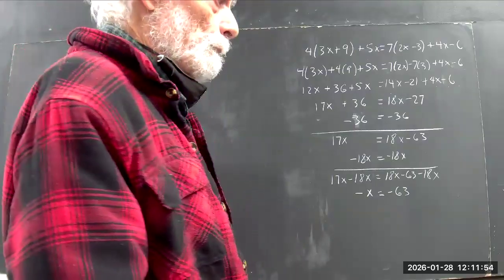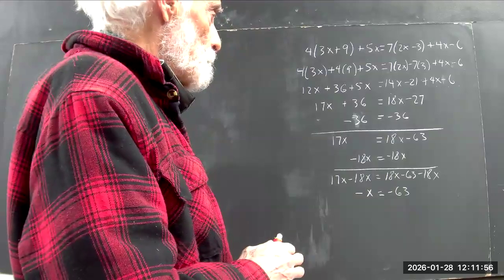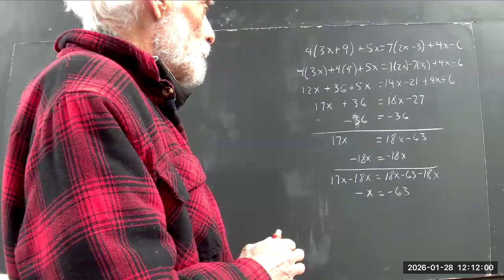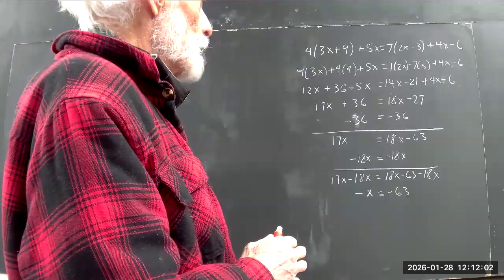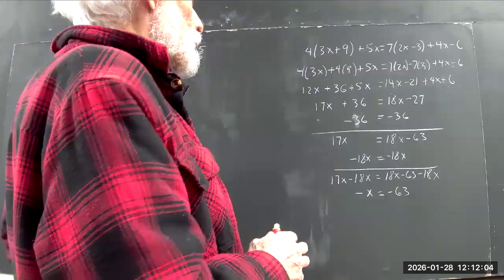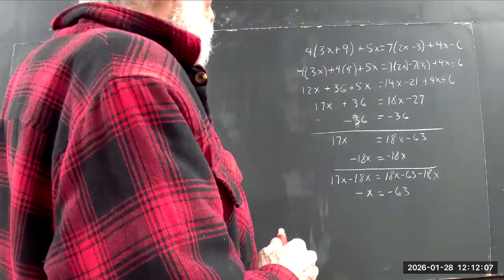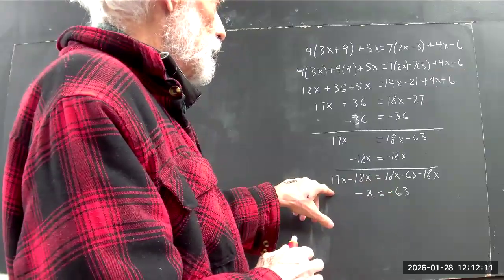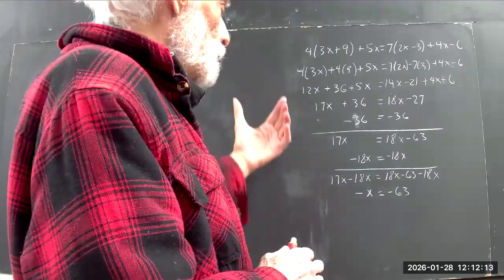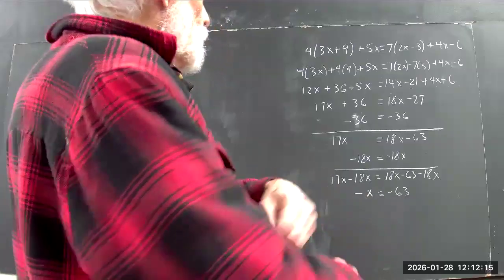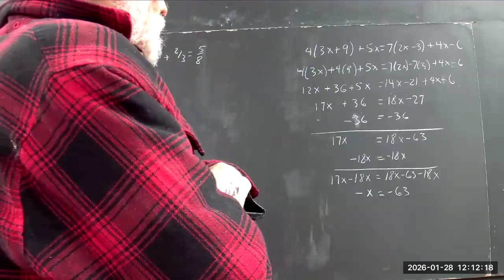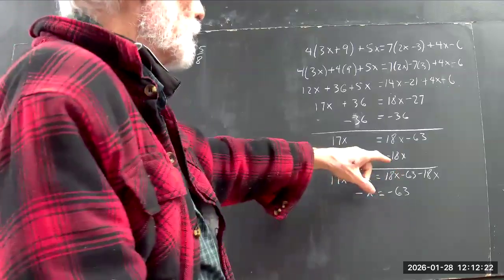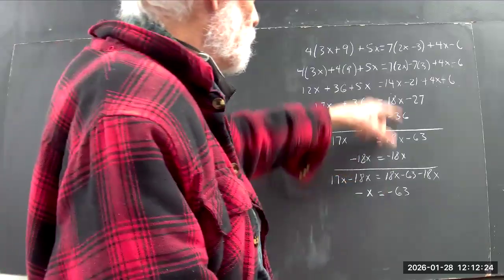Now that does differ from some of what I saw, so I want to make sure that I didn't do anything wrong here. It's easy to, if you add the 18x to the 17x, you're going to get 35x and you're going to get negative 63 over negative 35. So let's trace where that negative 18x came from.